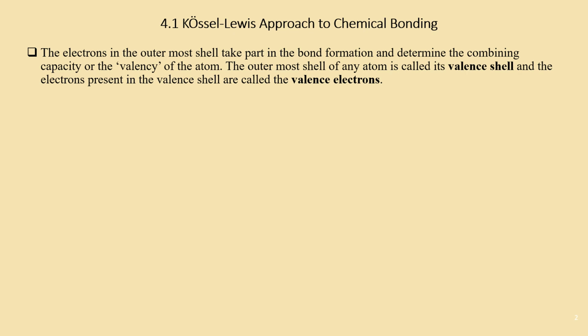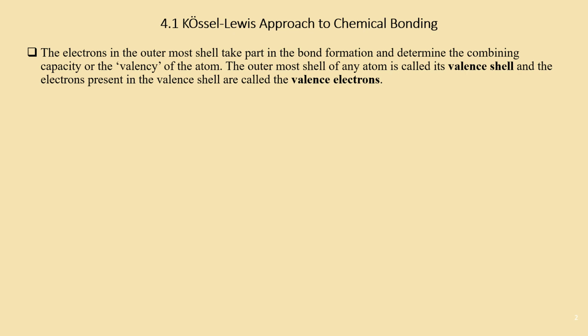So, the electrons in the outermost shell take part in bond formation and determine the combining capacity or valency of an atom. The outermost shell of any atom is called its valence shell, and the electrons present in the valence shell are called the valence electrons. We have studied valency, valence electrons, etc. in our previous video.